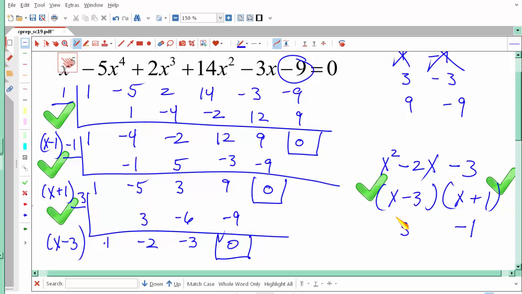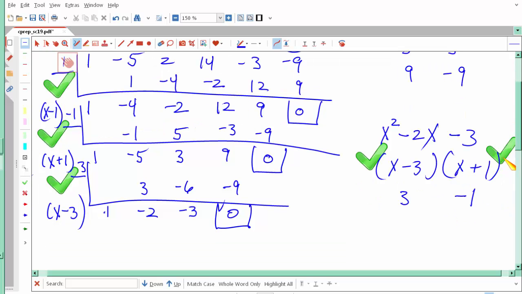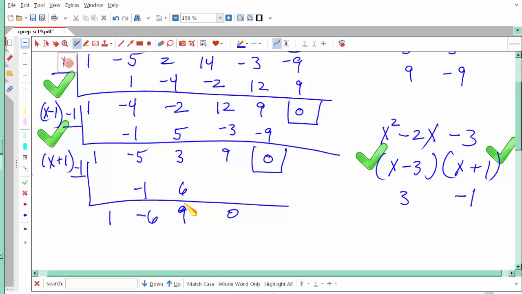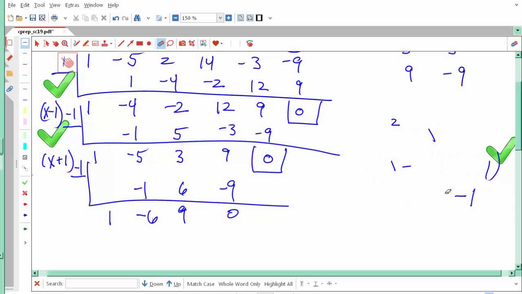Wonder why negative 1 didn't work that other time. Minus 3 plus 1. Let me try negative 1 again. See why it didn't work a second time. So 1, negative 6, 6, 9, negative 9. Oh, it did work. Okay, so I don't know what I did earlier, but it did work apparently.